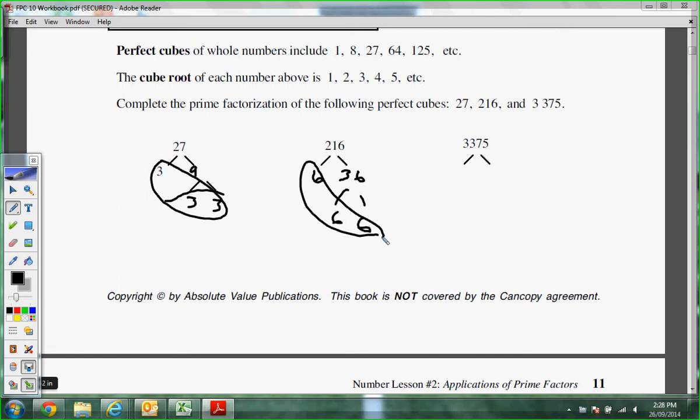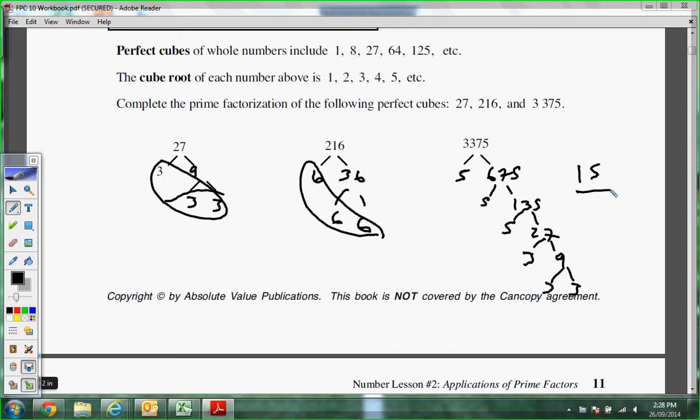And 3375 breaks into 5 times 675. And that breaks into 5 times 135. And that breaks into 5 times 27, which we know 27 breaks into 3 and 3. So we have 3 5s and 3 3s. So what's our perfect cube? What's 5 times 3? 15. So it's 15 cubed, and on your calculator it should be 3375.